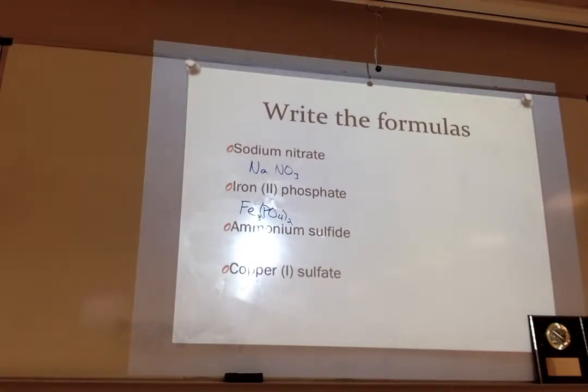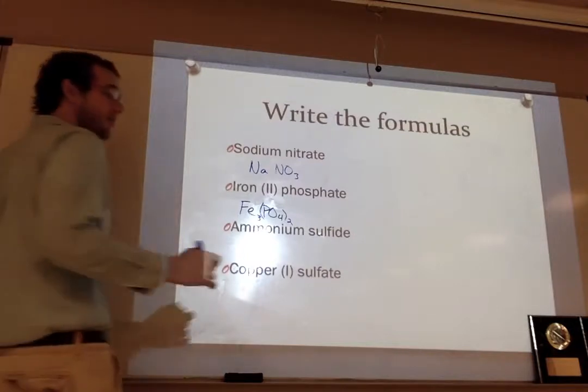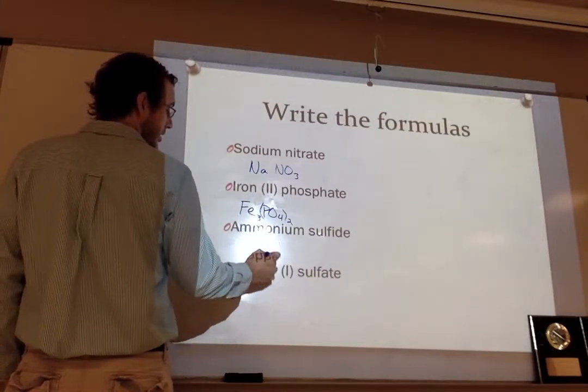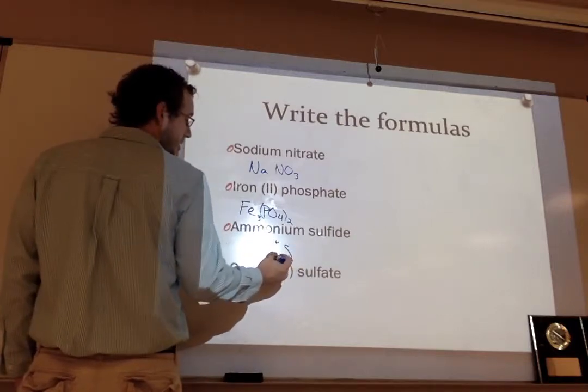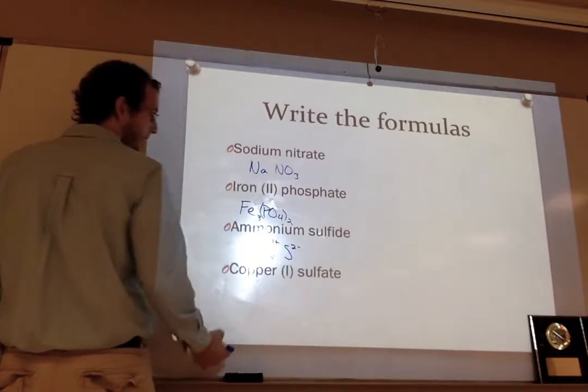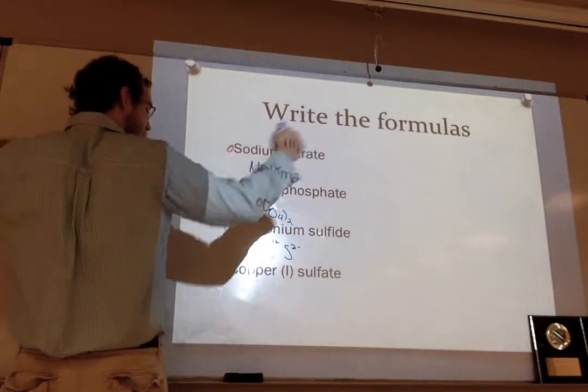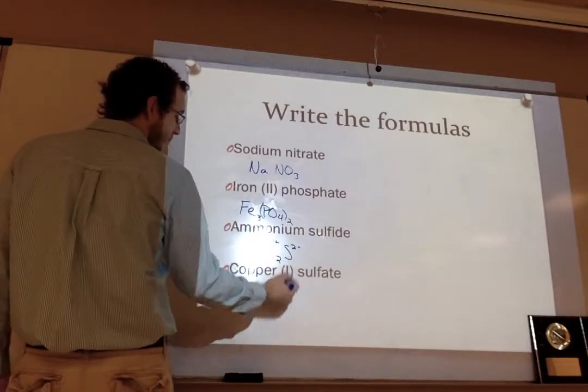Ammonium sulfide. Ammonium is NH4, 1 plus. Sulfide is S, 2 minus. Happy camper? Nope. Crisscrossing down, we're going to have NH4, 2, S.